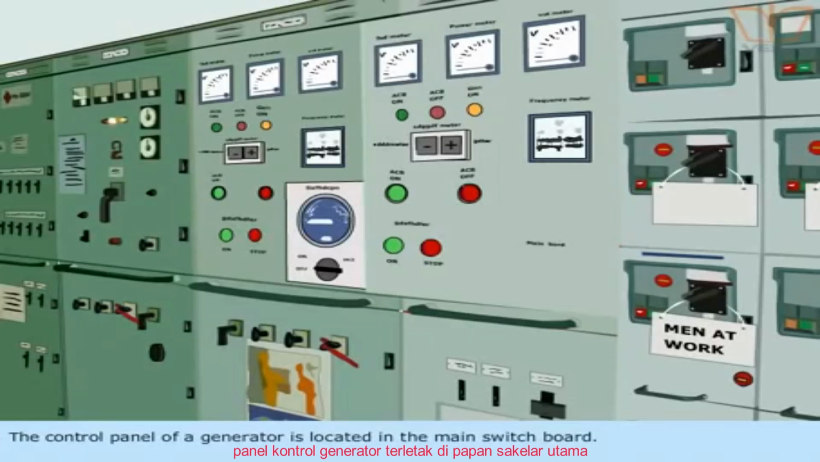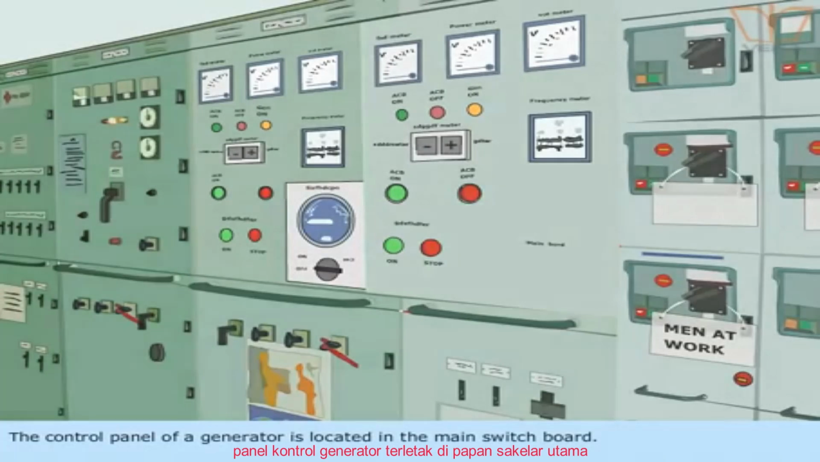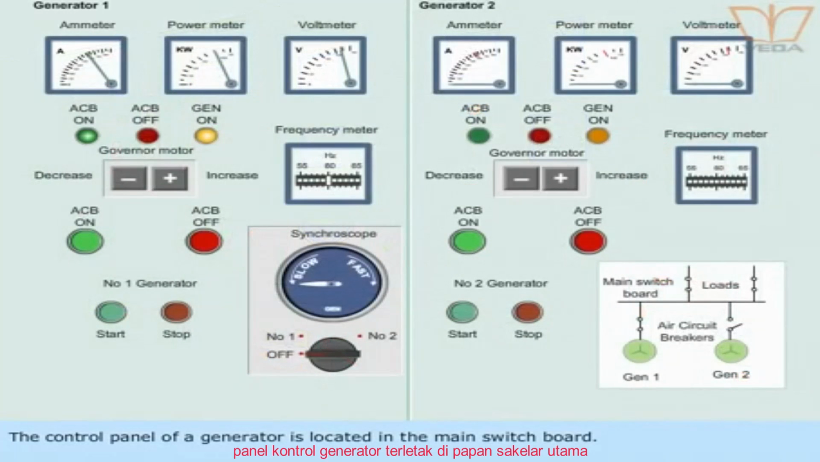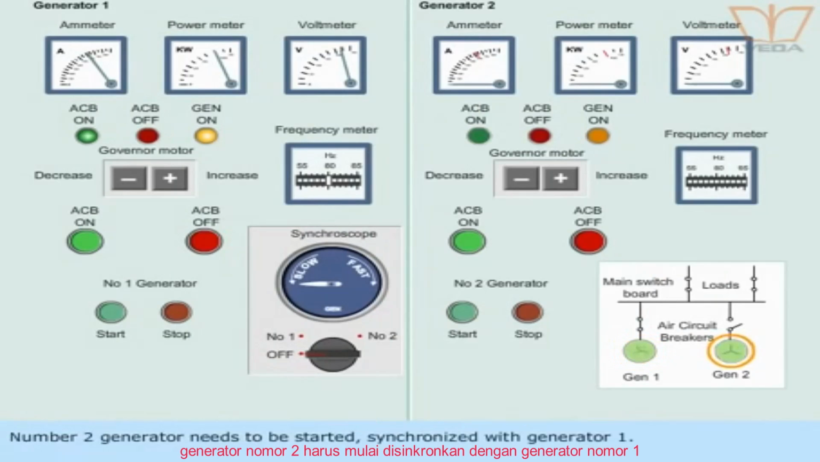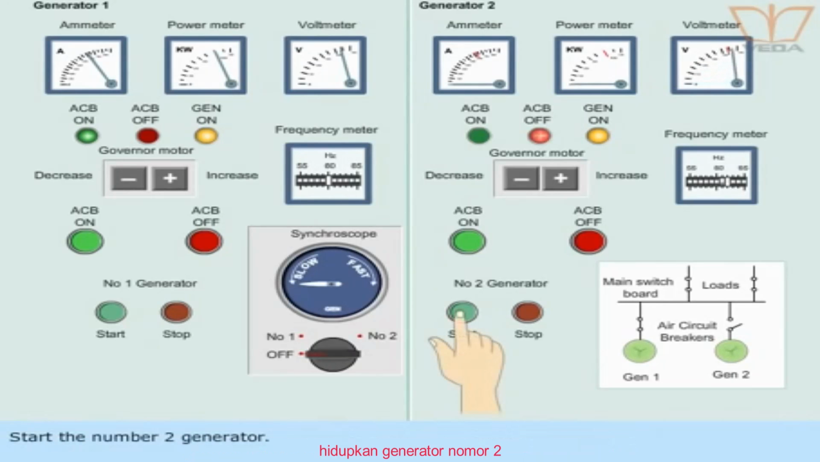The control panel of a generator is located in the main switchboard. Assume that number 1 generator is running on load. Number 2 generator needs to be started and synchronized with generator 1. Start the number 2 generator.